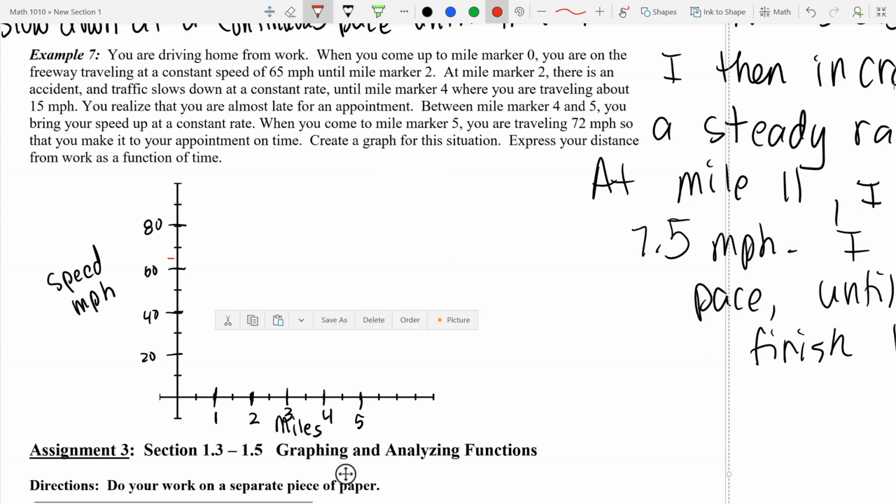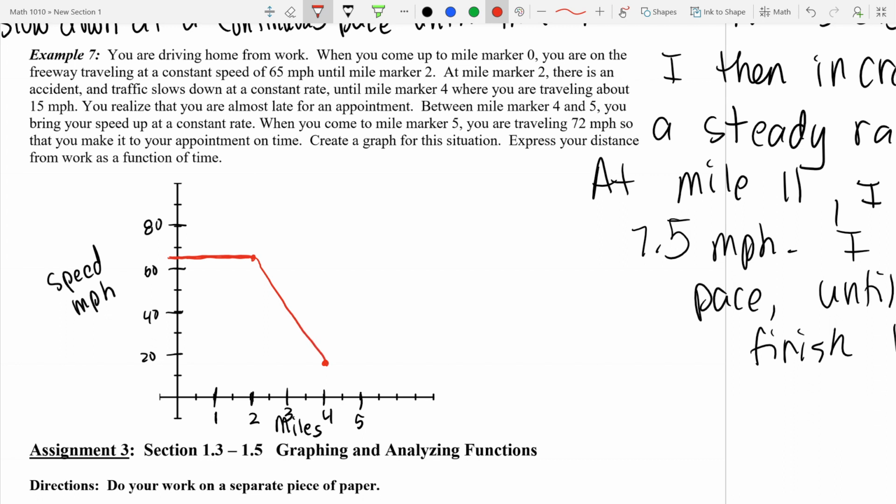You continue there until mile marker 2. So you've got your cruise control on. And you've passed a mile marker, so you can start at that pace, okay? At mile marker 2, there's an accident, and traffic slows down at a constant rate until mile marker 4, where you're traveling about 15 miles an hour. So here is about 15, and you're going to decrease at a constant rate, like that, okay?